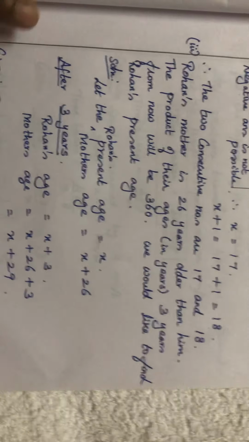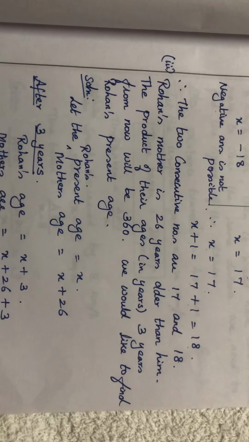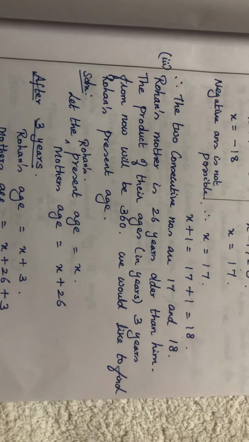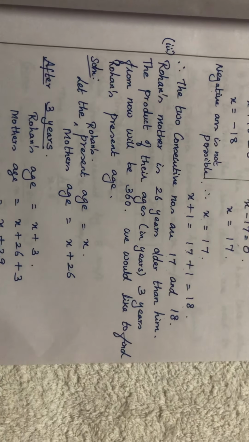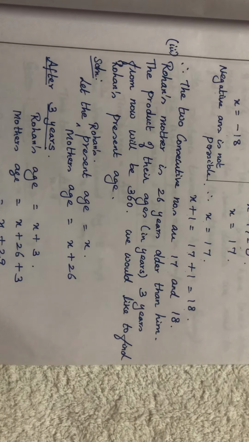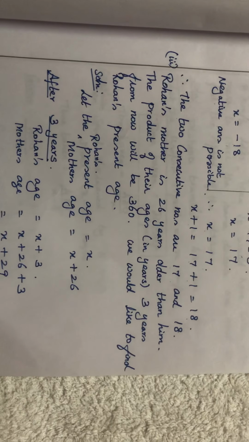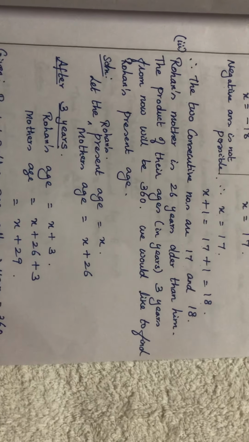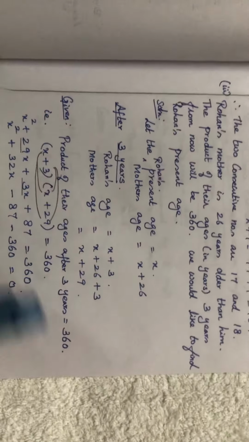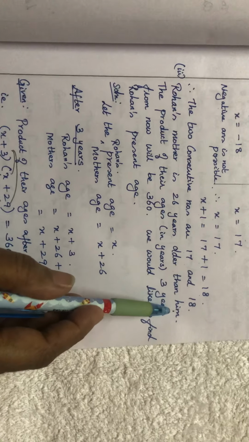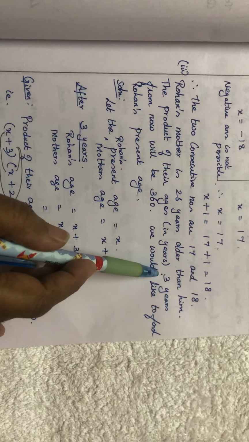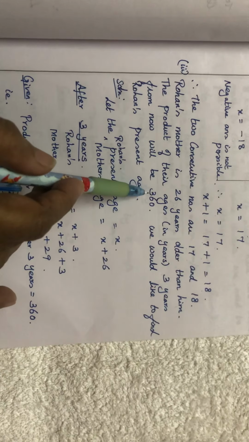Third sum. Rohan's mother is 26 years older than him. The product of their ages 3 years from now will be 360. We would like to find Rohan's present age. So what are the things given here? Rohan's mother is 26 years older than him, it is given. And the product of their ages 3 years from now is given as 360.